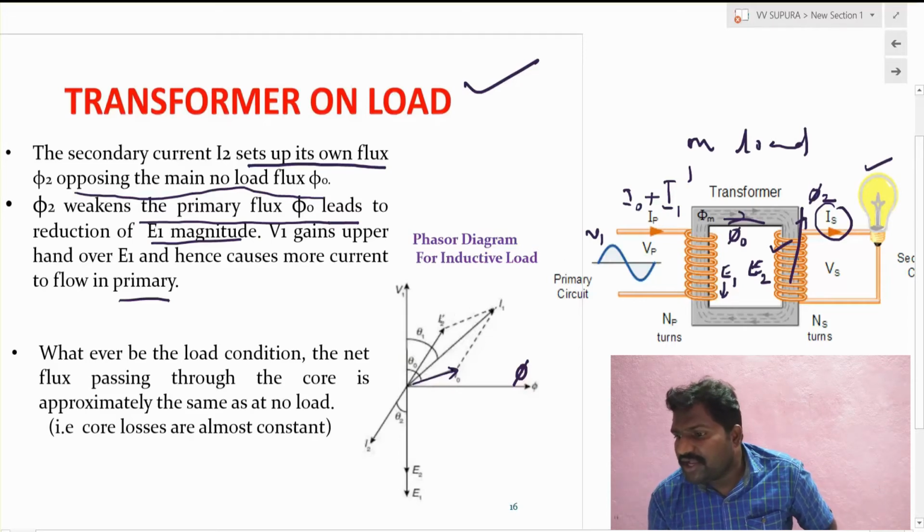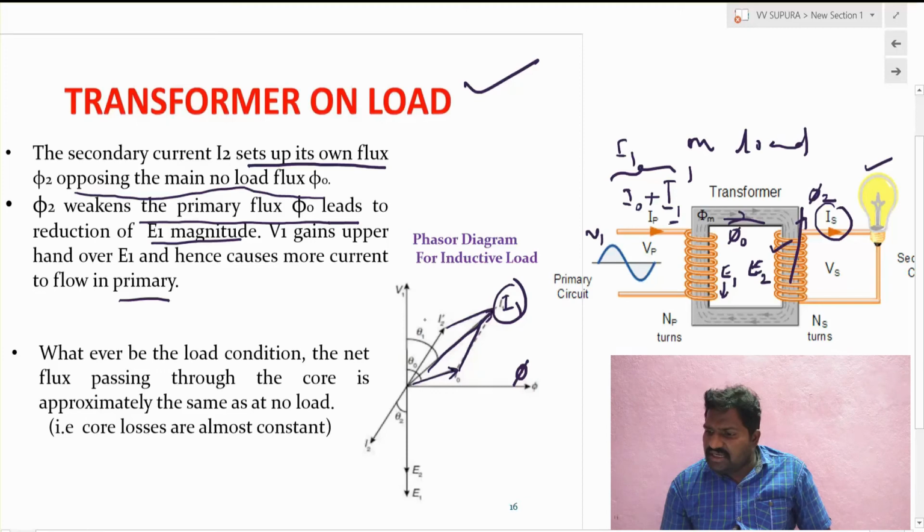Why? Because of I2, some amount of current is drawn from the primary, that's why it is mentioned as I2 dash. Here I mentioned it as I1 dash, no problem, whatever symbol you use. Now the total current, I0 plus I1 dash, is the total primary current, called the total I1. So I1 is the vector sum of I0 and I1 dash, which can sometimes be represented as I2 dash. The vector sum of these two can be represented as the total primary current I1.